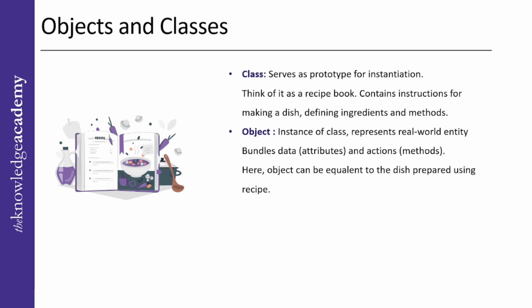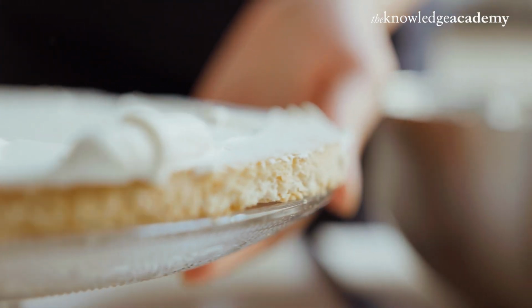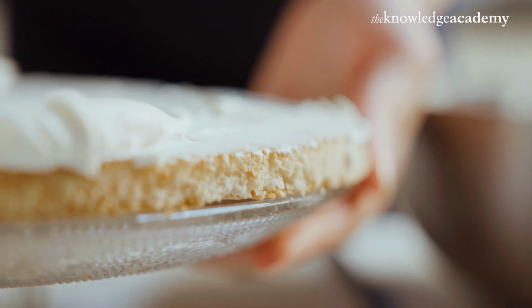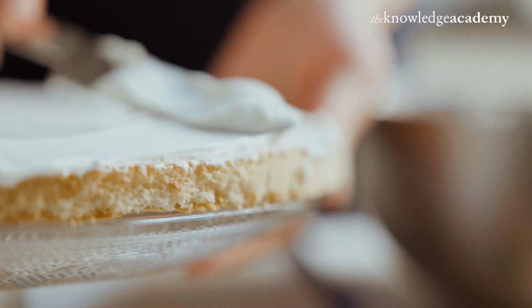Here in this scenario, object is like the actual dish you prepare using that recipe. Each dish follows the instructions laid out in the recipe book, but may have slight variations based on factors like ingredient quality or personal preferences. So just as you can use the same recipe to make multiple dishes, you can use a class to create multiple objects with similar characteristics and behaviors.